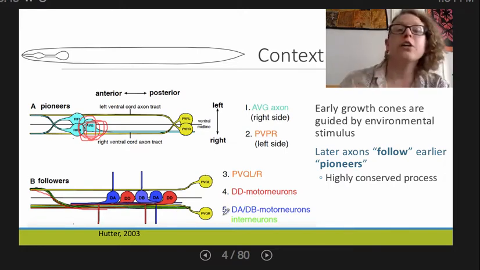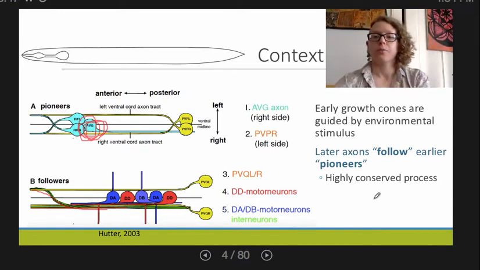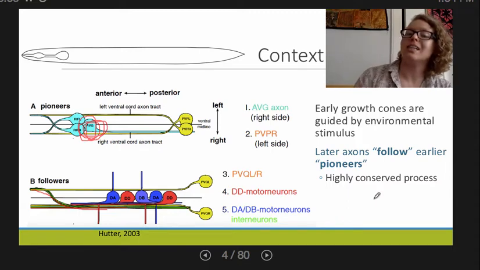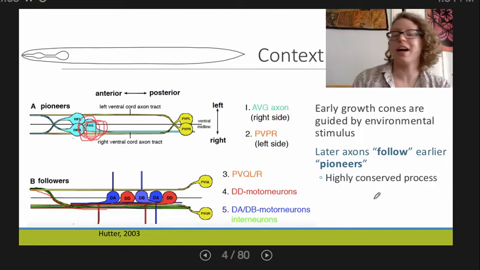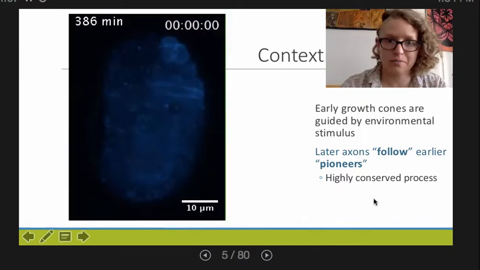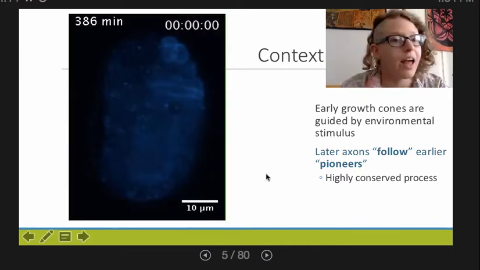And this pioneer-follower relationship is highly conserved. This is the basis of our olfactory bulb formation, as well as the growth of our corpus callosum. And there are pioneer-follower disorders that result in the olfactory bulb not developing, causing a lack of the sense of smell. It's very interesting. And I just want to show you a little video here of AVG.